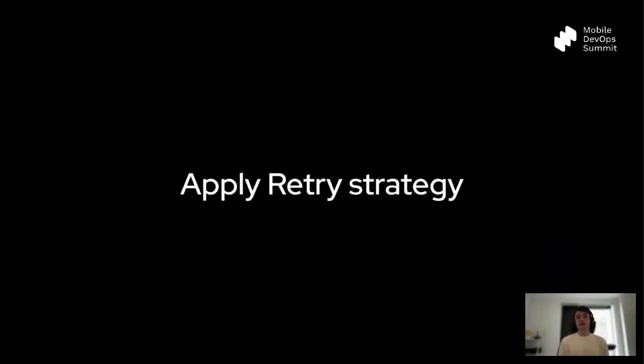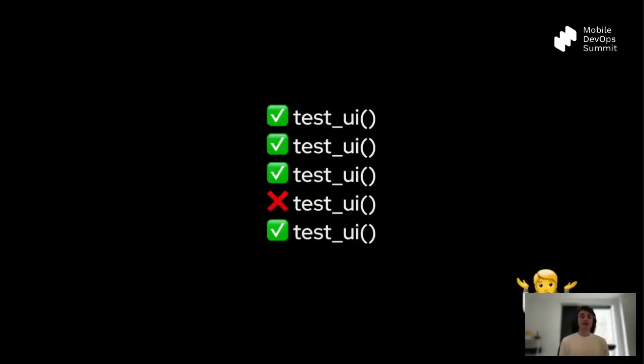Another way is to apply a retry strategy. Some UI tests are flaky because a notification may just appear above the application, or a system pop-up, for example, will show in the middle of the test scenario. It will break the test sometimes, and instead of failing the entire suite or entire build, you can just try to run the tests that are failing, and that can also help.